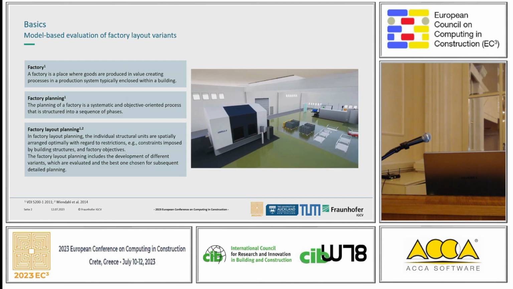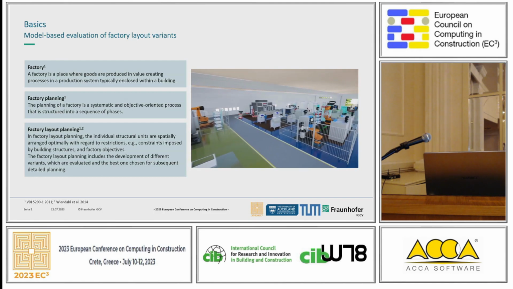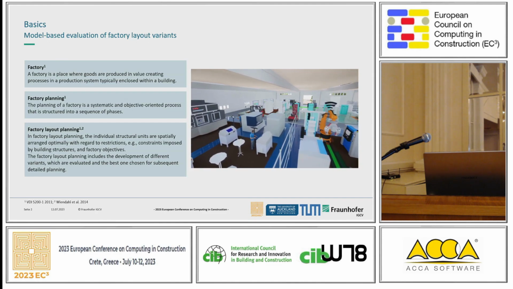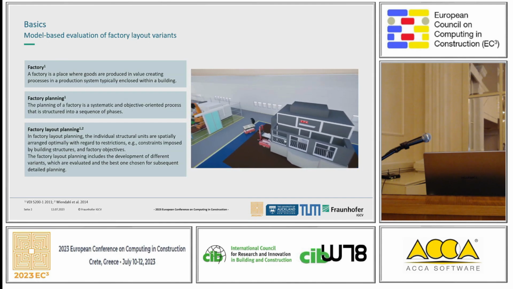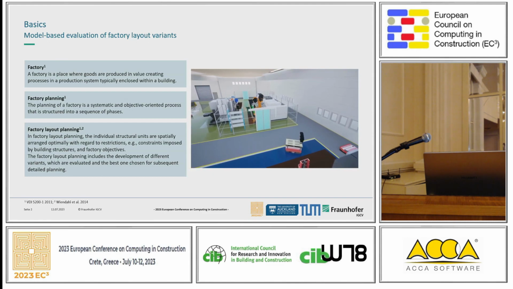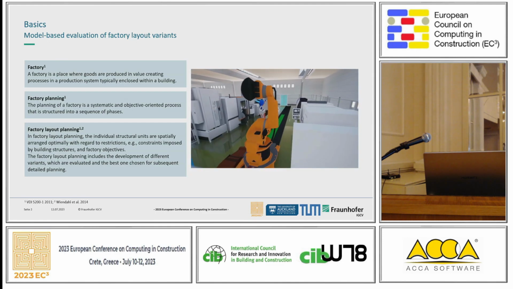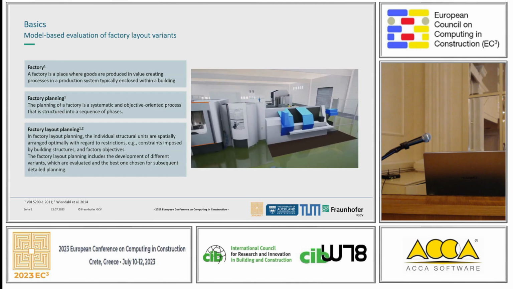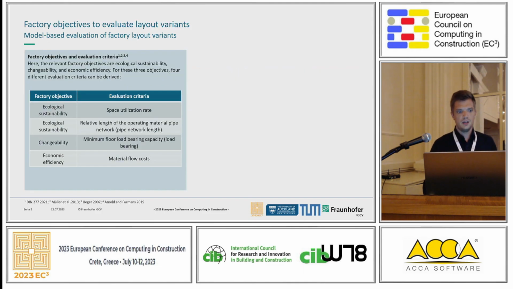And therefore it's a very crucial step because you can generate a lot of variance. You are still really free, but you can influence the costs of the later factory a lot in this step. And yes, as I said, in this first step, you're generating variance. You have to evaluate these variants for the later detailed planning. And how do we do this normally?